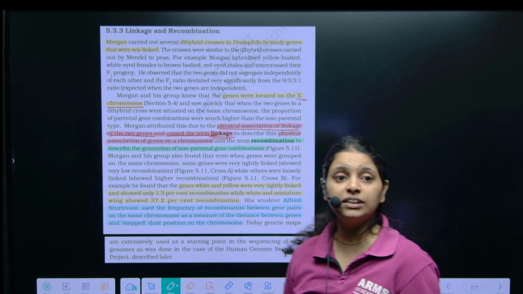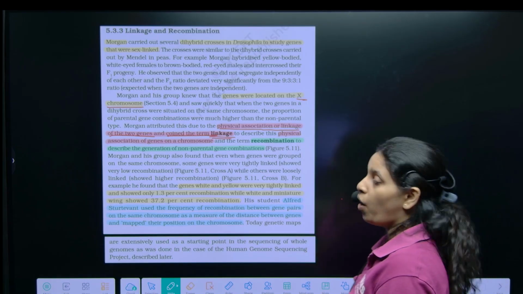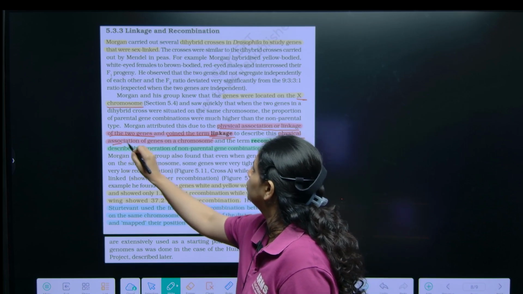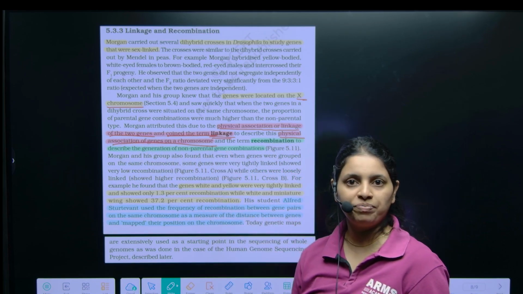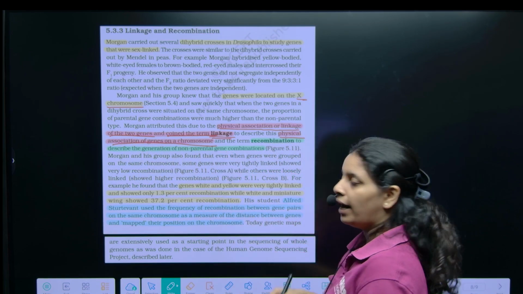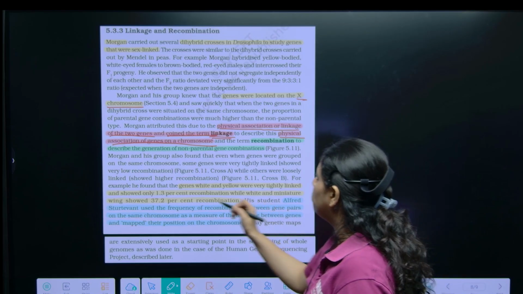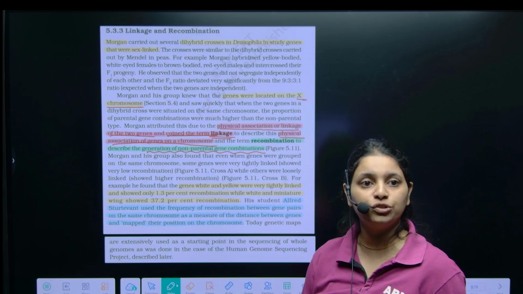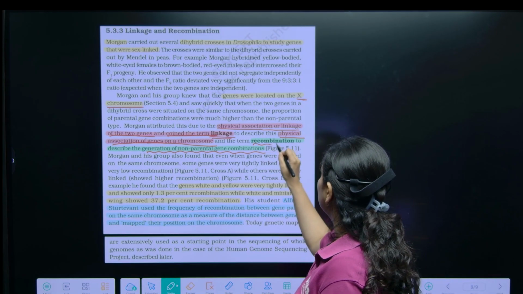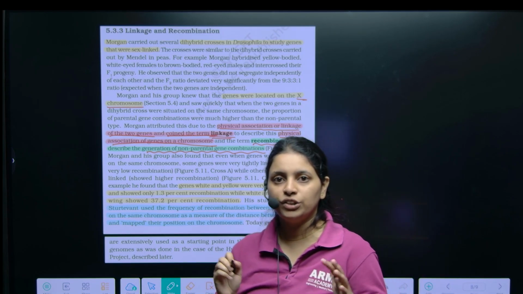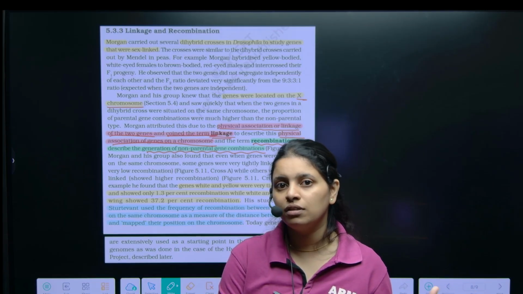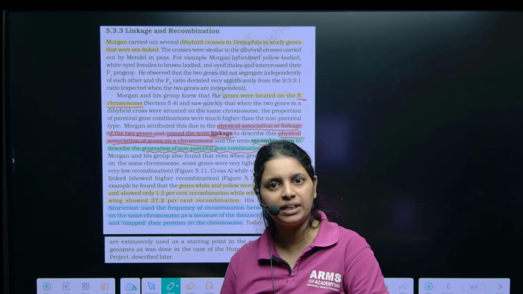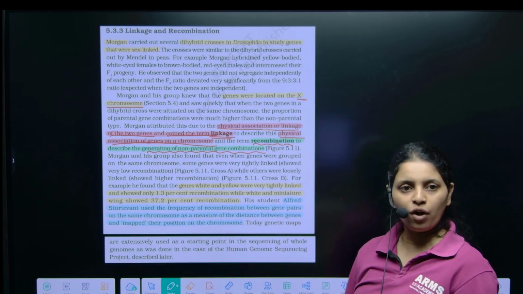The term linkage itself was coined by Morgan, T.H. Morgan. And you can see this is a physical association of genes on a chromosome, as the genes are present on the same chromosome. An exact opposite concept is the generation of non-parental gene combinations, right? This will be recombination. Generation of parental types is linkage; generation of non-parental, meaning recombinant types, is due to recombination.